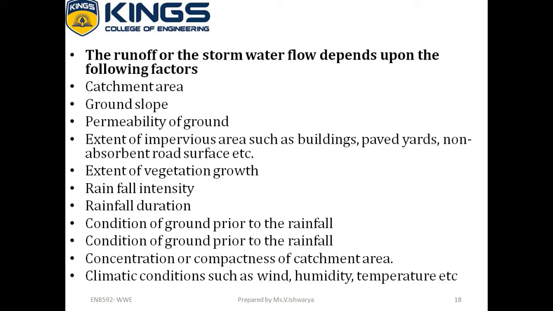The stormwater runoff mainly depends on the following factors. The first factor is the catchment area. The catchment area may be dry land or wetland, based on the surface of the area. The second is ground slope. Sometimes we have flat land, and sometimes areas with more slope, so based on the slope the runoff coefficient will change. The third is permeability of the ground. Permeability means ability to absorb. The next is imperviousness of the area, such as buildings, paved yards and non-absorbent road surfaces.